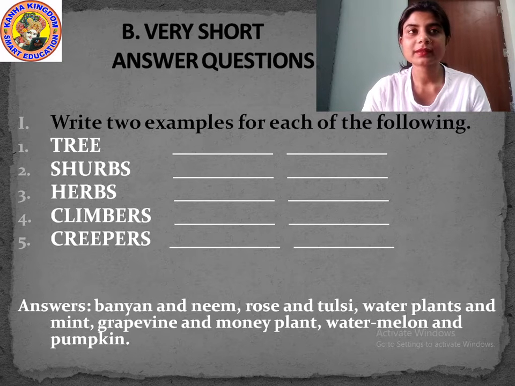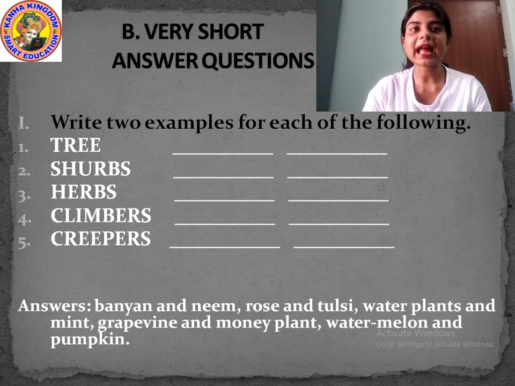Then herbs, H-E-R-B-S. What are herbs? Those are water plant and mint, or you can write coriander or mint, anything you want to. The answers are written below. You can see that and you can write, or you can write of your own also. Okay, that is herbs are water plants, W-A-T-E-R, water, P-L-A-N-T-S, and mint, M-I-N-T, mint.